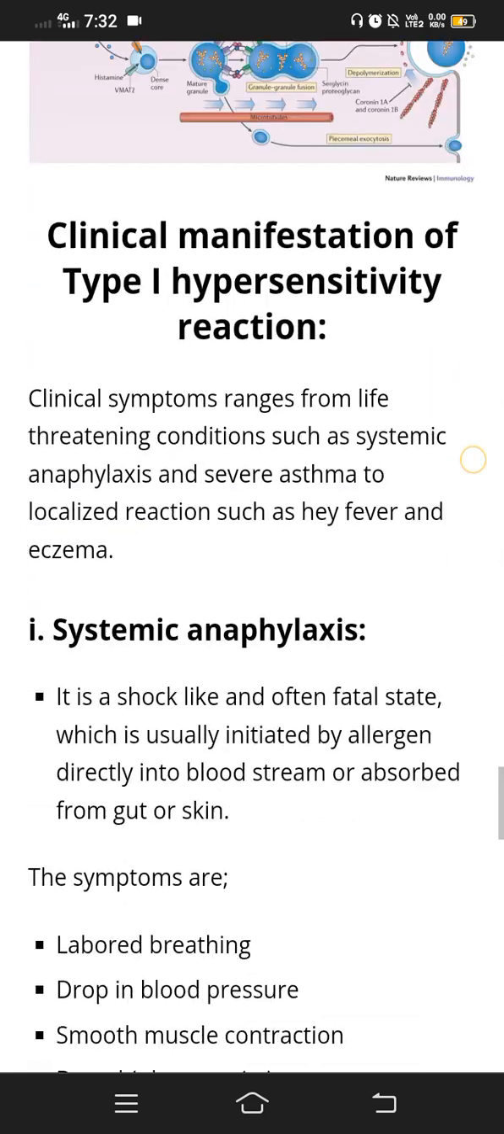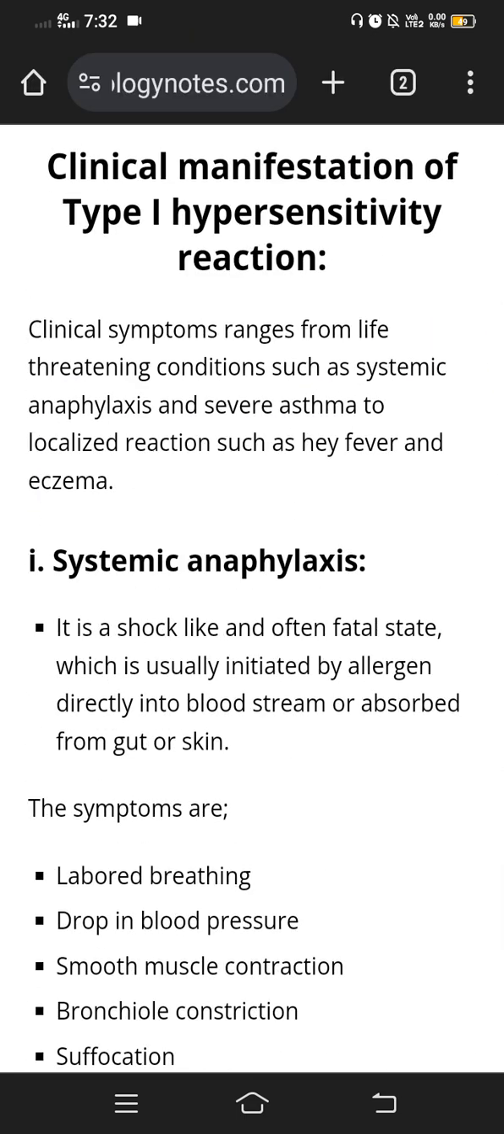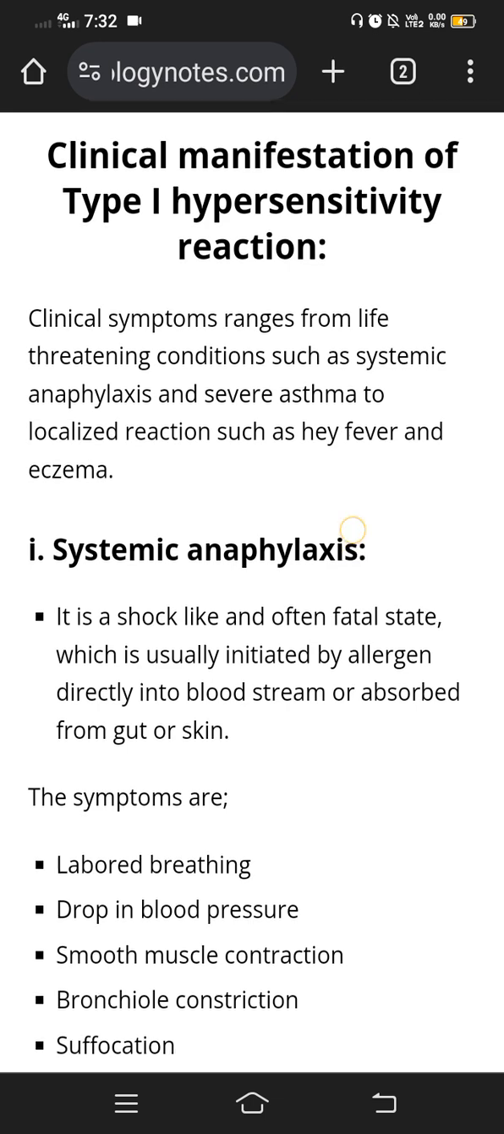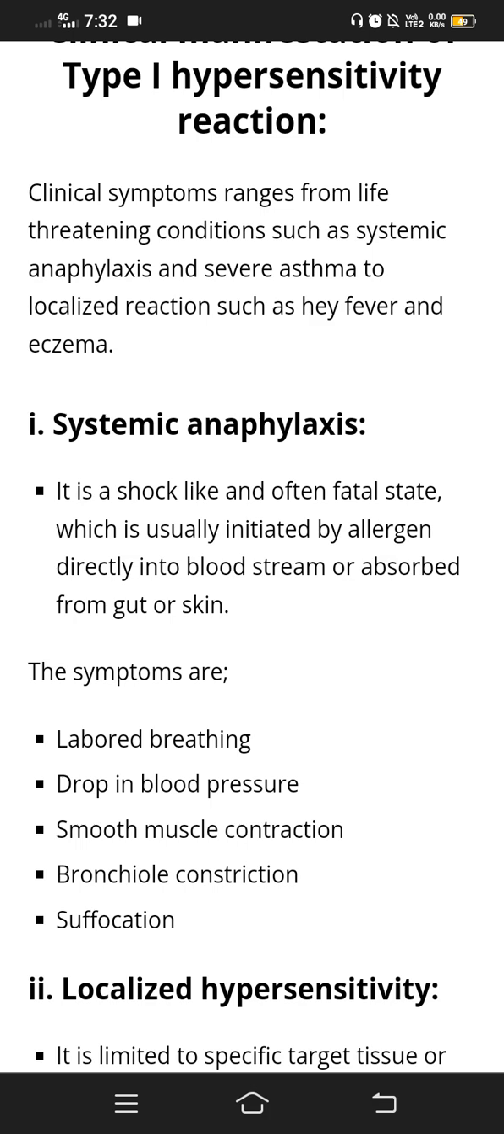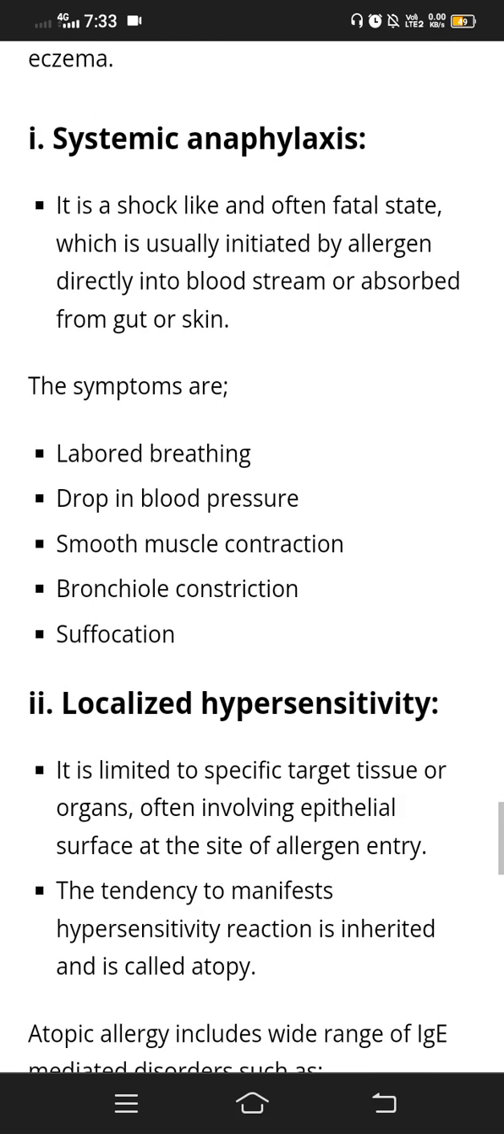Clinical manifestation of type 1 hypersensitivity reaction. Clinical symptoms range from life-threatening conditions such as systemic anaphylaxis and severe asthma to localized reactions such as hay fever and eczema. Systemic anaphylaxis is a shock-like and often fatal state, which is usually initiated by allergen entering directly into the bloodstream or absorbed from the gut or skin. The symptoms are labored breathing, drop in blood pressure, smooth muscle contraction, bronchial constriction, and suffocation.